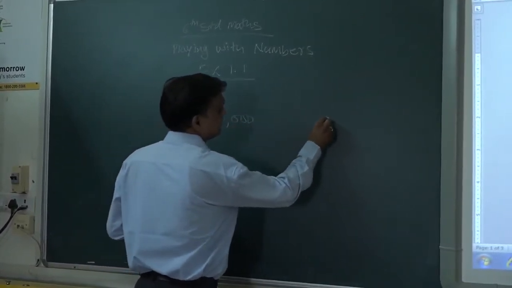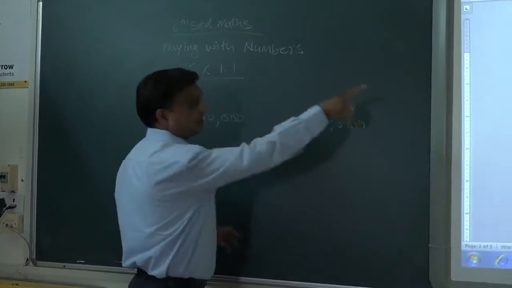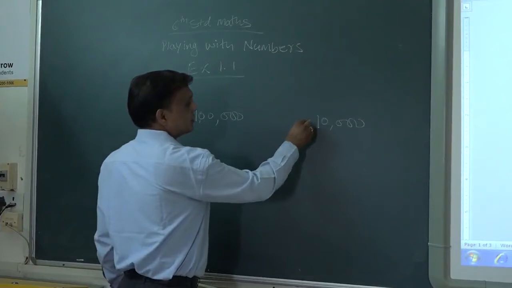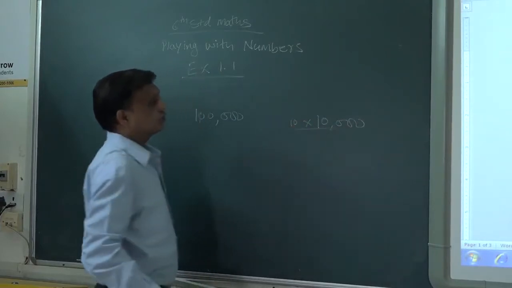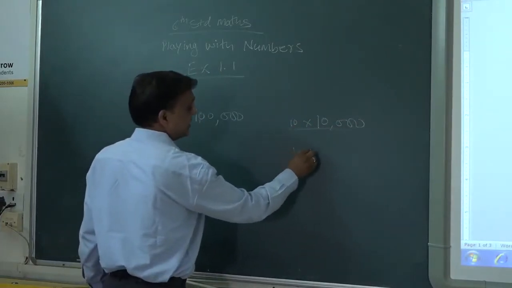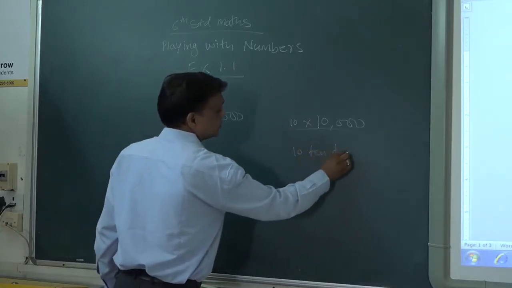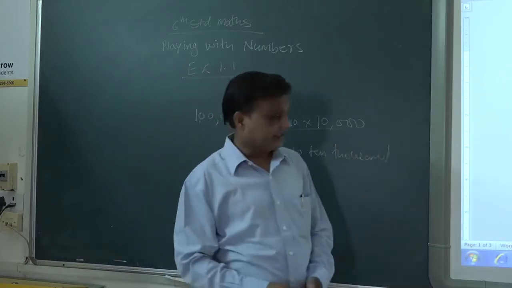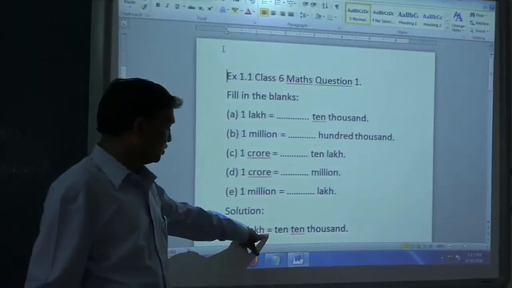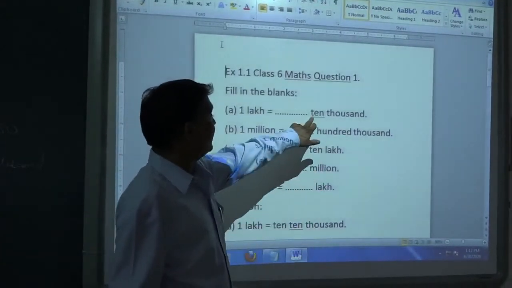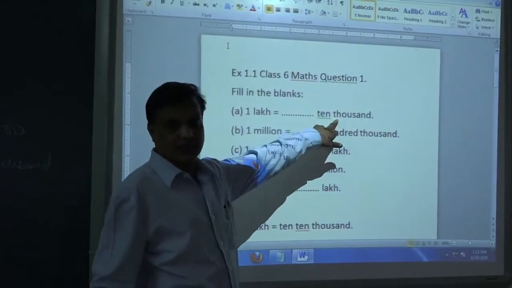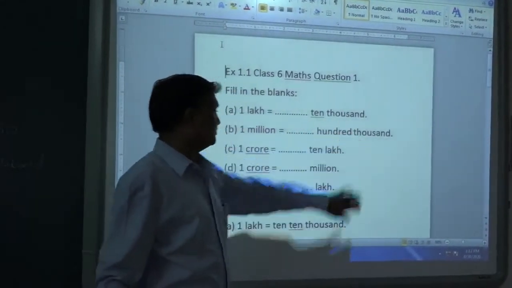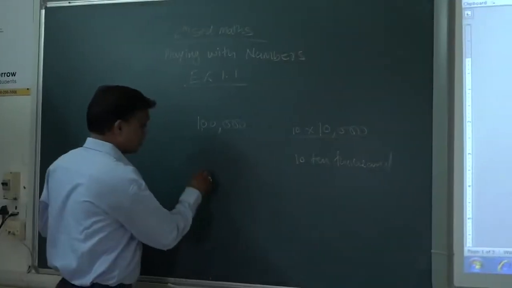How do we match? Now we will see on the board. Here this is 1 lakh and this is 10,000. According to the question, how much is left? 1 zero is left. 1 zero means you have to multiply with 10. So what is the answer then? 10,000. So the first answer is 10,000: 1 lakh is equal to 10 times 10,000.